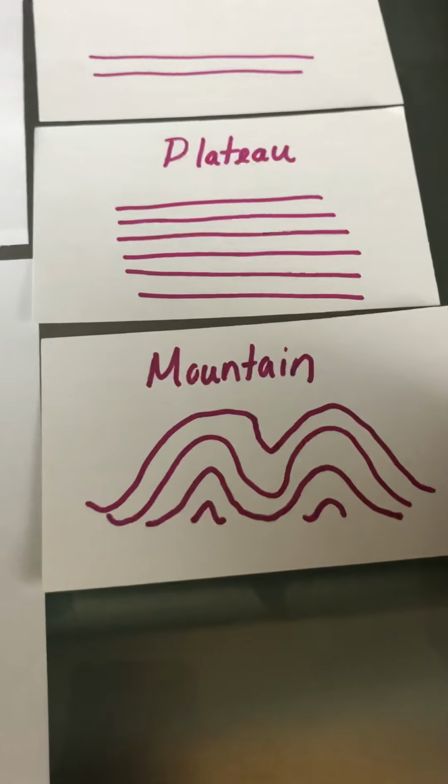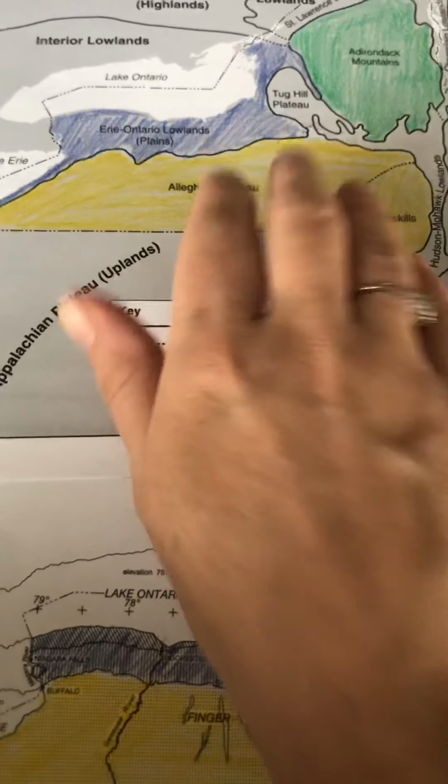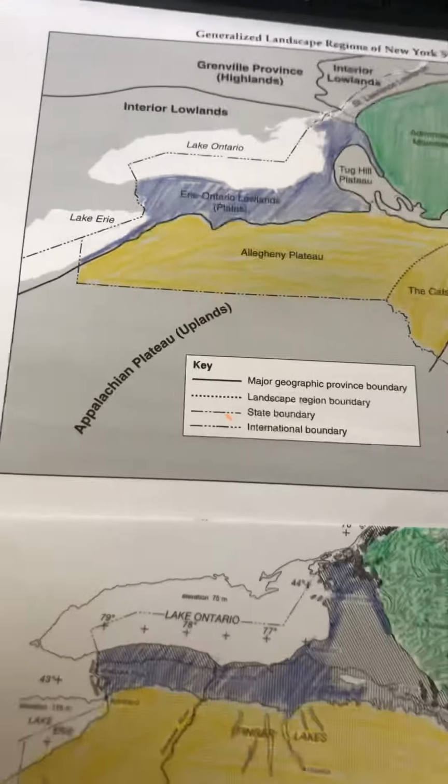Let's do the same skill again here. What if I wanted to know these Finger Lakes? What landscape region are these Finger Lakes in? By the way, these Finger Lakes were created by glaciers. Well, if I let my fingers do the walking to that same location, I can see that they are in the Allegheny Plateau. If I wanted to use the codes, I could also figure out some things about the bedrock.